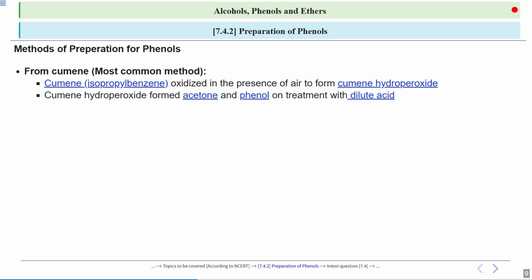When the oxygen from the air is attached to the isopropyl group in the benzene, you will get cumene hydroperoxide, then it will react further to form acetone and phenol on treatment with dilute acid. So you do the acidification of cumene hydroperoxide and you will get your product as phenol. So this reaction is for preparation of phenol. You will get phenol, and along with that you will get a ketone, which is acetone.